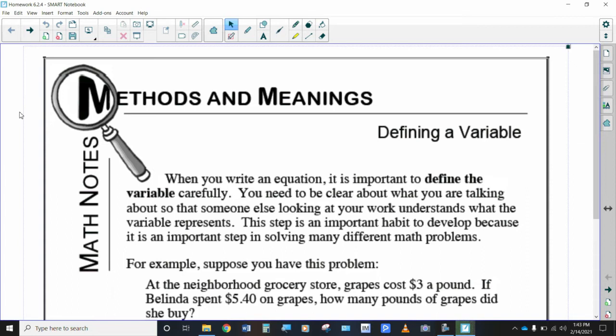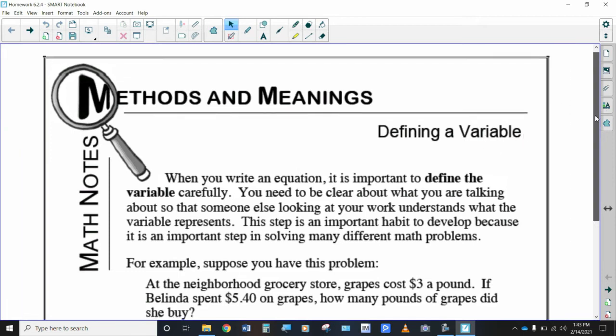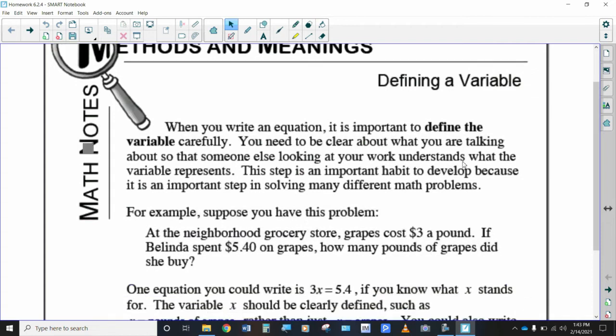Alrighty, let's take a look at our homework for lesson 6.2.4. We're going to start off with our M&Ms, where we officially get in our notes what it means to define a variable. So when you are reading through a problem, you've got all these different parts to the problem, and the variables are all different parts that play a role within the problem. Some of them we can define easily. Others we have to define with an actual variable, which would be like the x here.